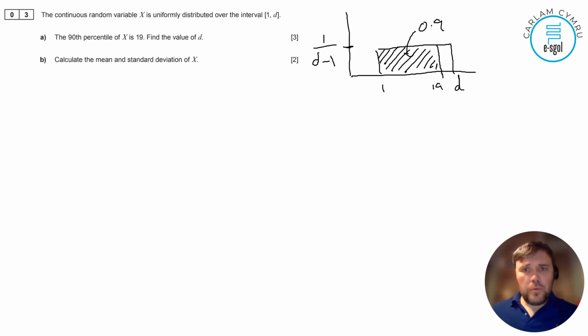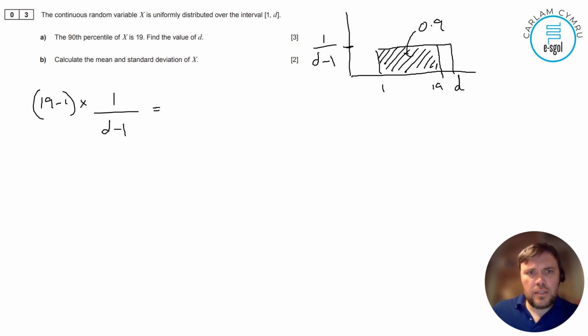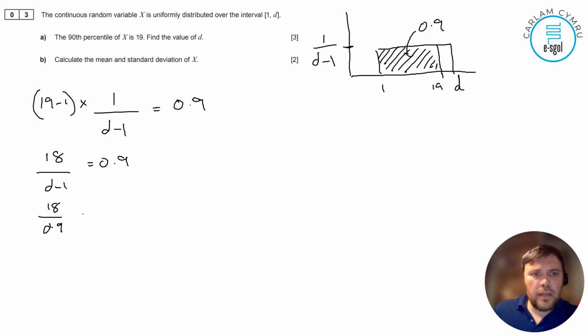Okay, so if we were to put that in form, then we would have that the area is 0.9, and that would be how we'd work that out. The width, so it is 19 minus 1, times the probability, 1 over d minus 1, and that is equal to 0.9. So now we have 18 over d minus 1 equals 0.9. 18 divided by 0.9 equals d minus 1. This is 20 equals d minus 1. D is equal to 21. So now, this is part A.